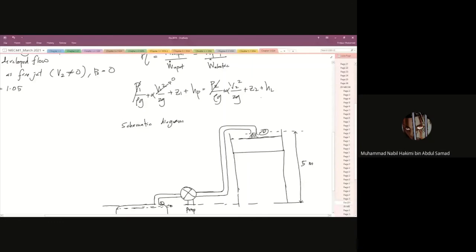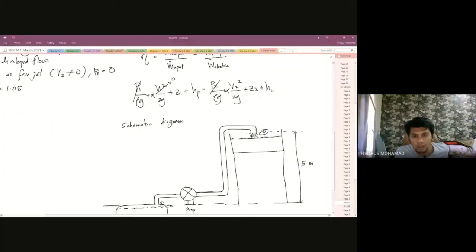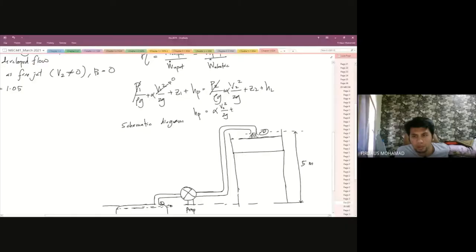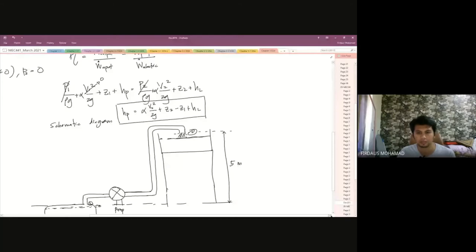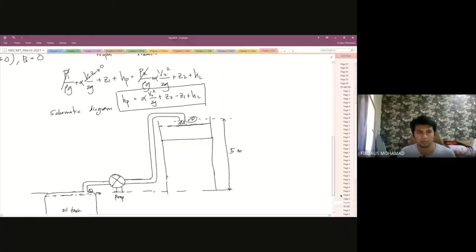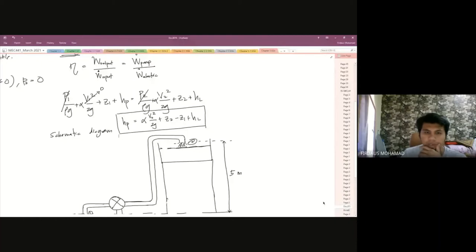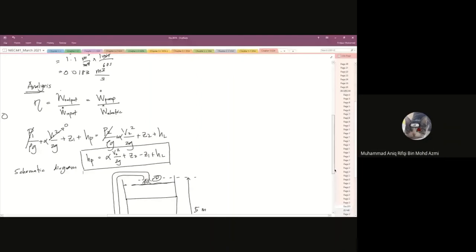Okay, so we want to find HP. We can rearrange the equation. HP equals alpha V2 squared over 2G plus Z2 minus Z1 plus HL. Now we can determine how to find the velocity. Try to find the velocity in the pipe. How to find the velocity? From the volume flow rate, V dot equals A V. Yes, from volume flow rate, find the velocity.